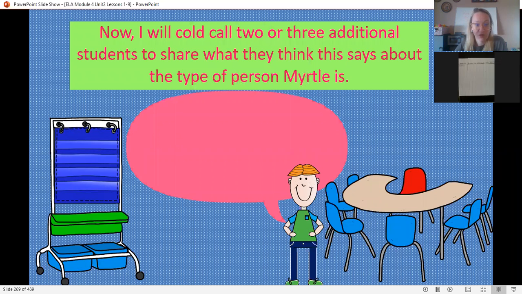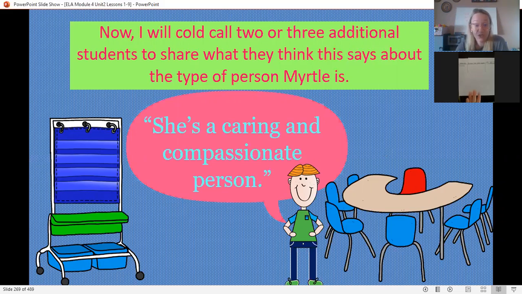Okay, so now I want you to think about and share out what you think this says about the kind of person Myrtle is. If she's somebody who helps somebody up and dusts them off from the street, what kind of person is Myrtle? You could say that she's caring and compassionate.